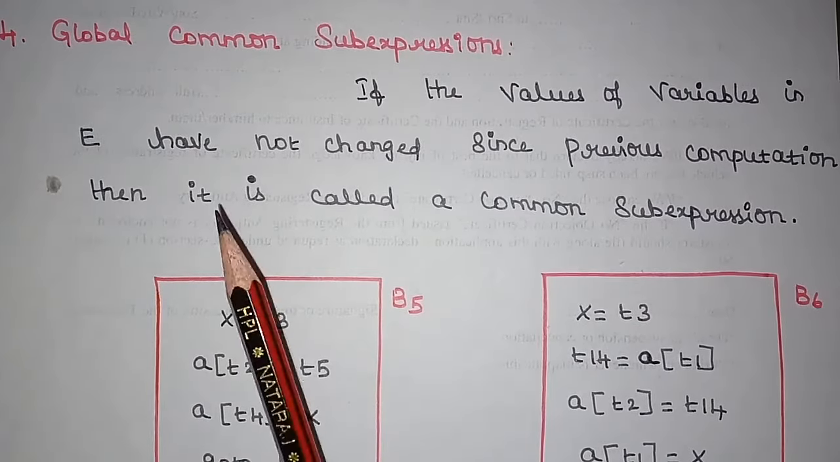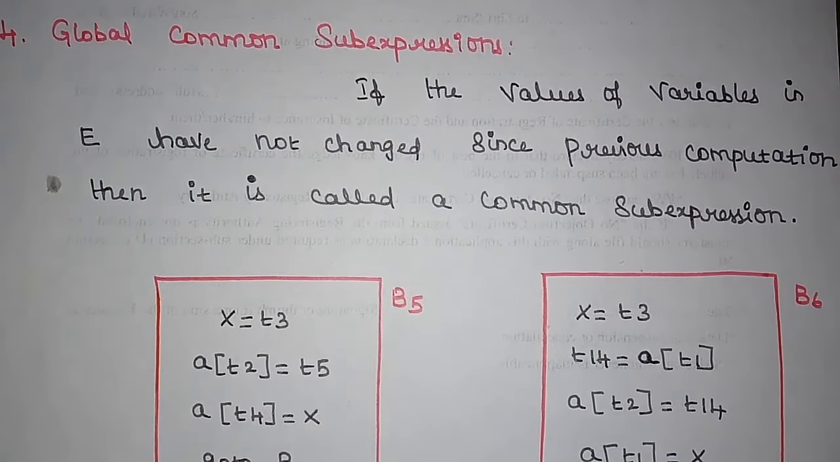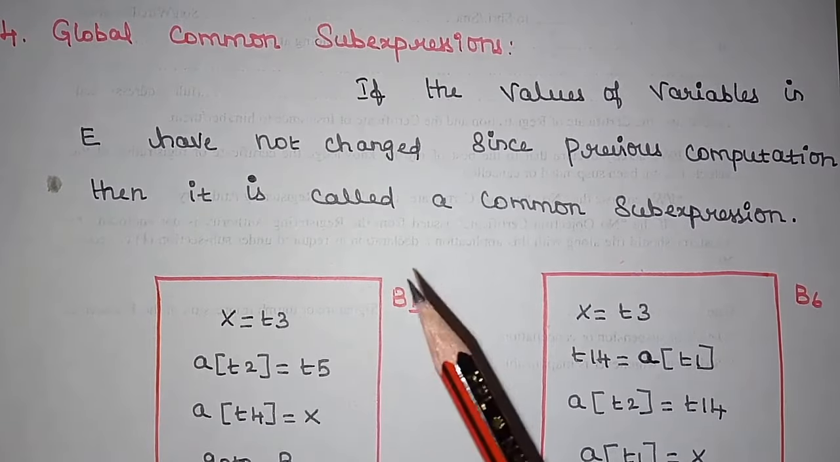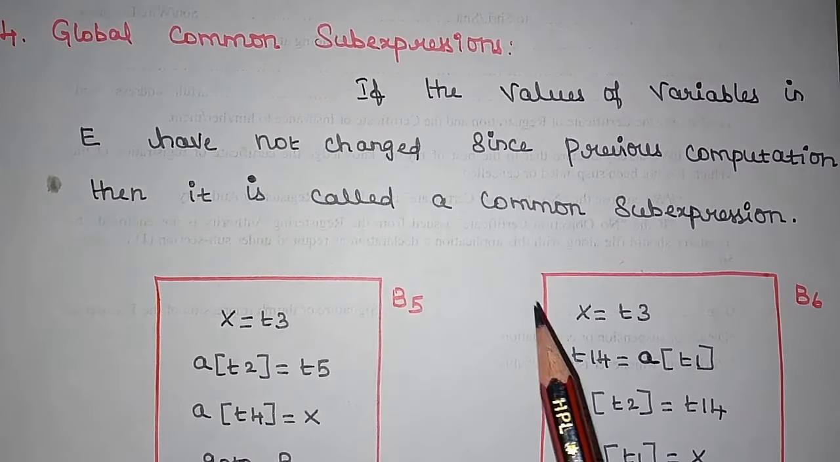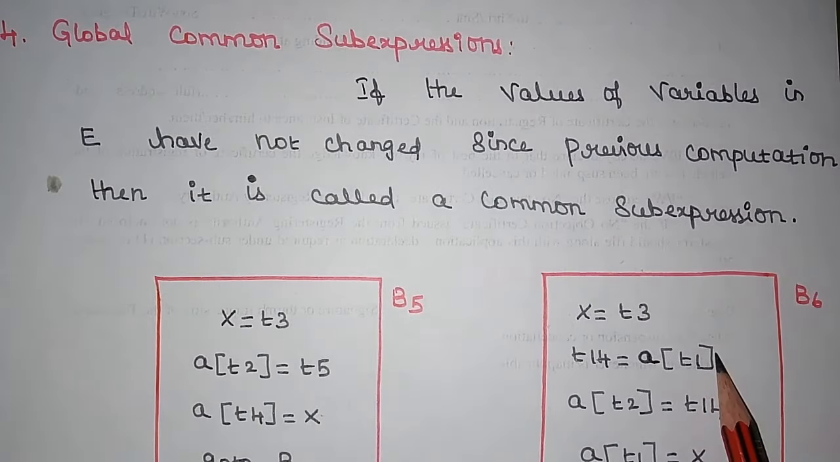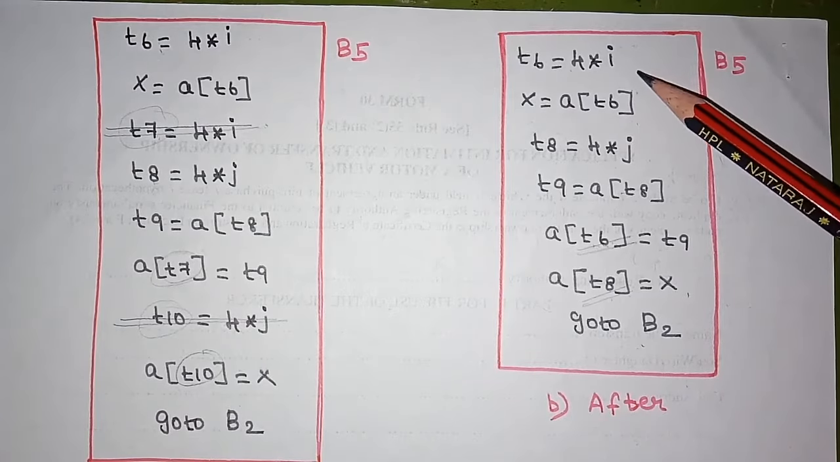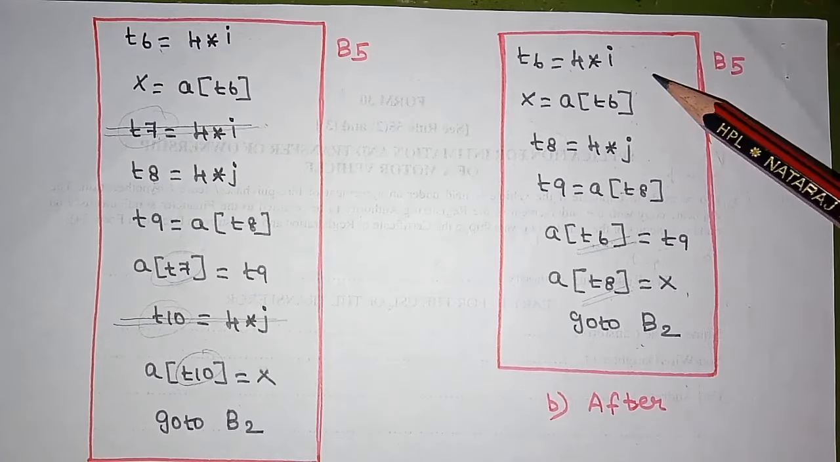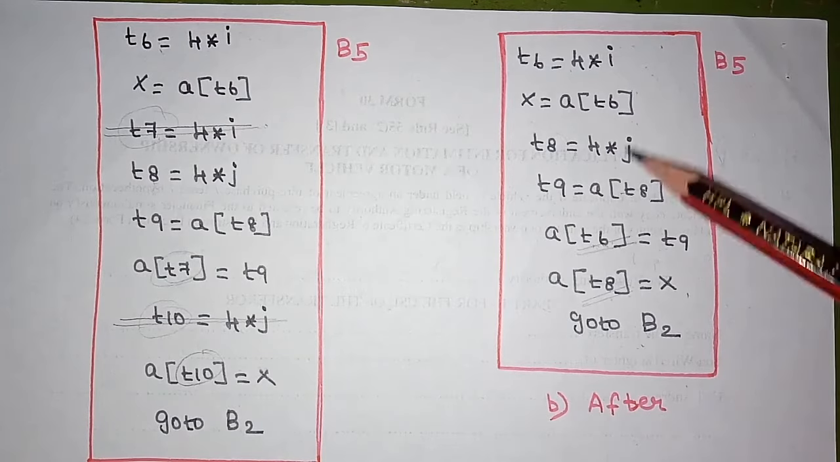Now coming to global common sub expression. As mentioned, local common sub expression means optimizing the code within the block, and in global common sub expression we are going to optimize the code across the blocks. So here we have taken the two blocks, block 5 and block 6, for optimization. How are these blocks optimized here? We already did optimization inside B5, right? So now again we are going to optimize this code across blocks.